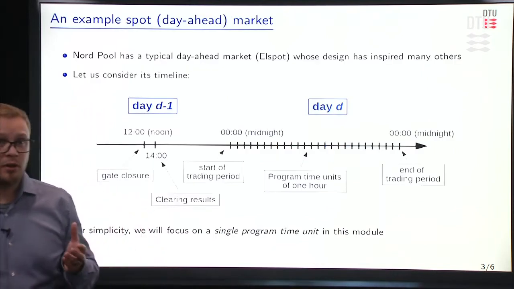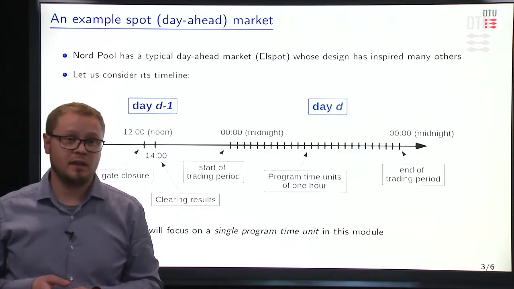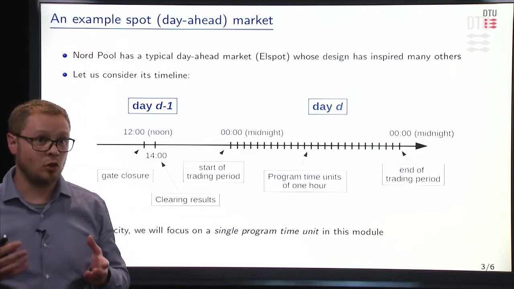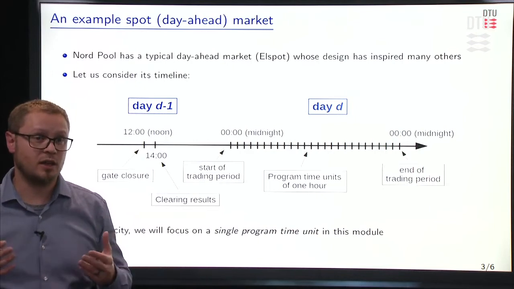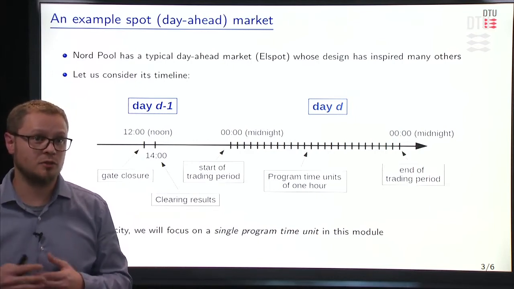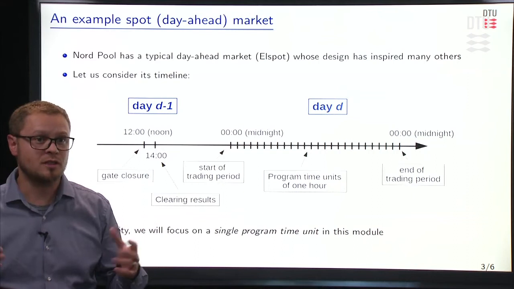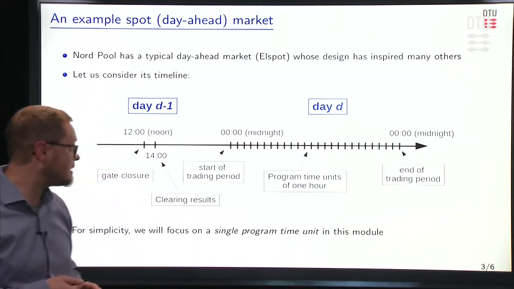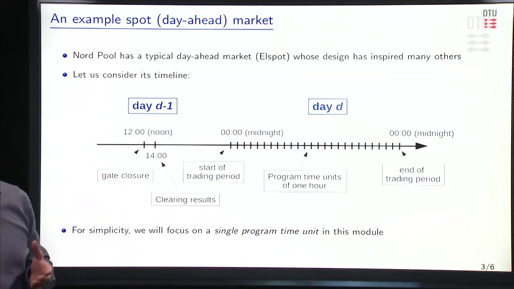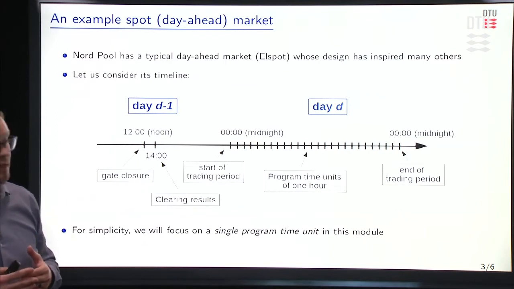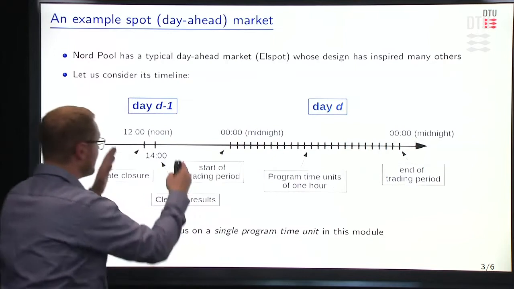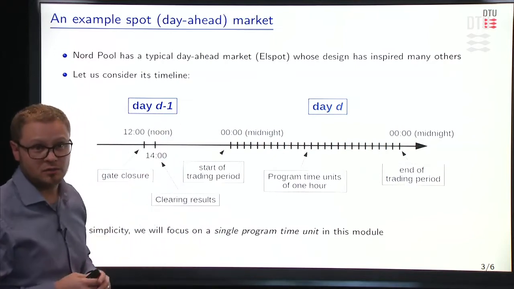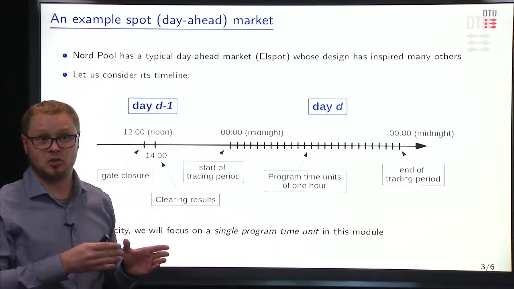This is the example of the timeline for day-ahead market, and here this timeline is coming from the Nord Pool. Nord Pool has a day-ahead market, and Nord Pool with this day-ahead market has inspired many others further than just Scandinavia. Let's consider the timeline. If we call it day-ahead, it obviously means that we consider a given day, let's call it day D, and we would like to make decisions at day D-1.